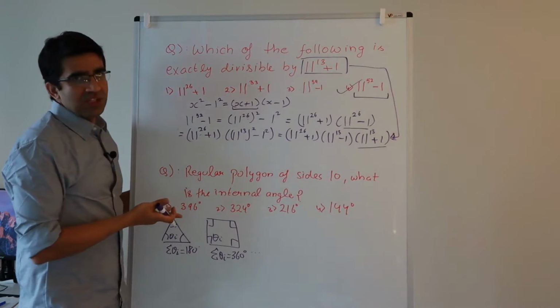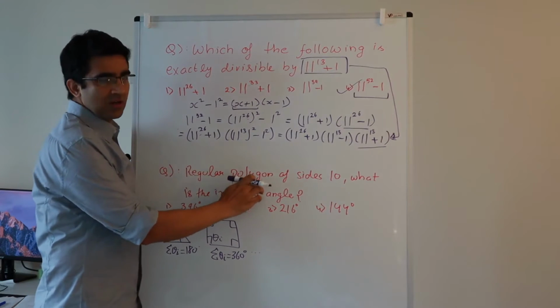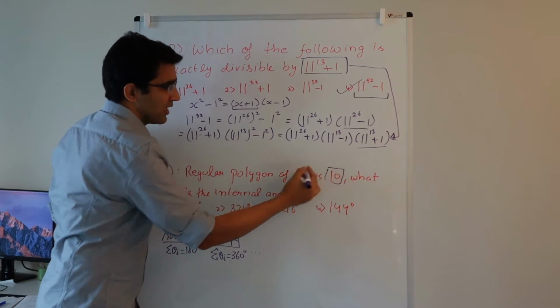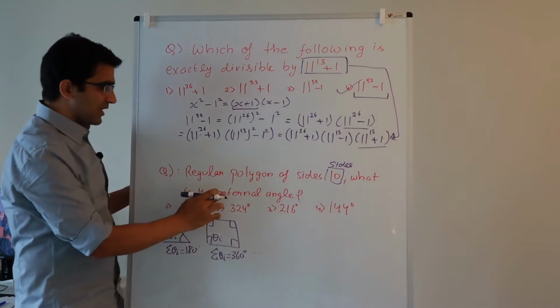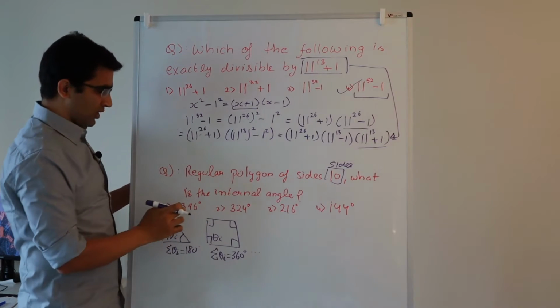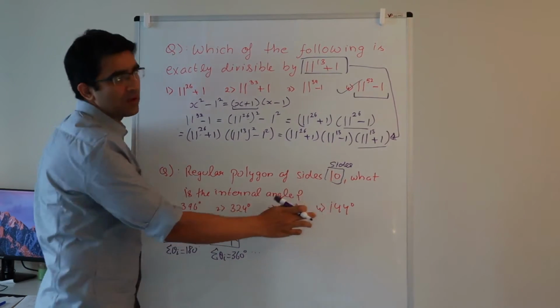Now going to the next question. In the next question, there is a regular polygon with number of sides equal to 10. So you have 10 sides in this polygon. What is the internal angle? The options are 396 degrees, 324 degrees, 216 degrees and 144 degrees.